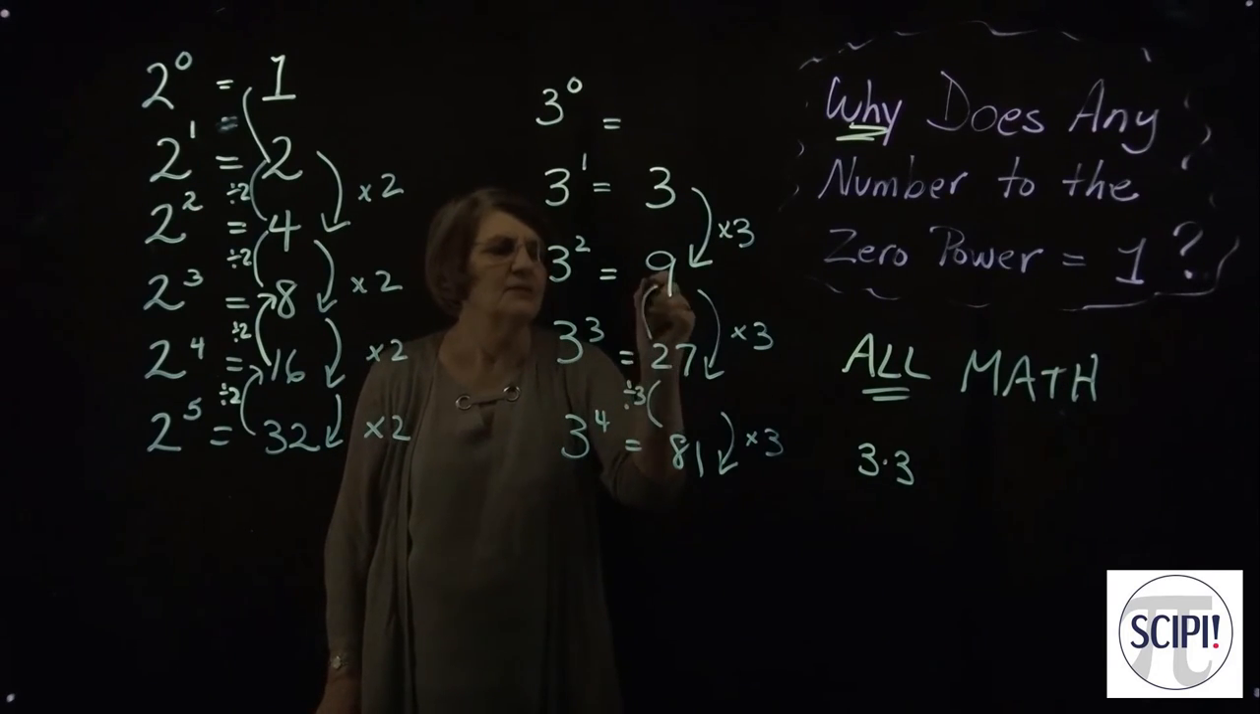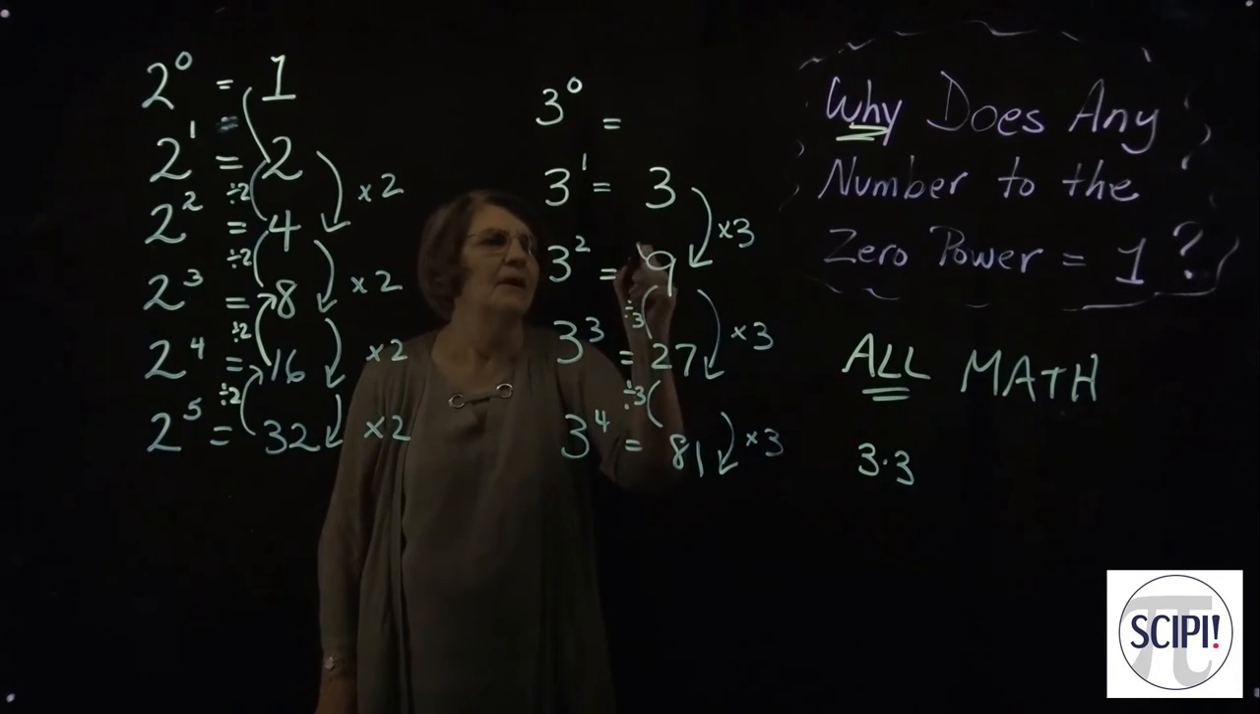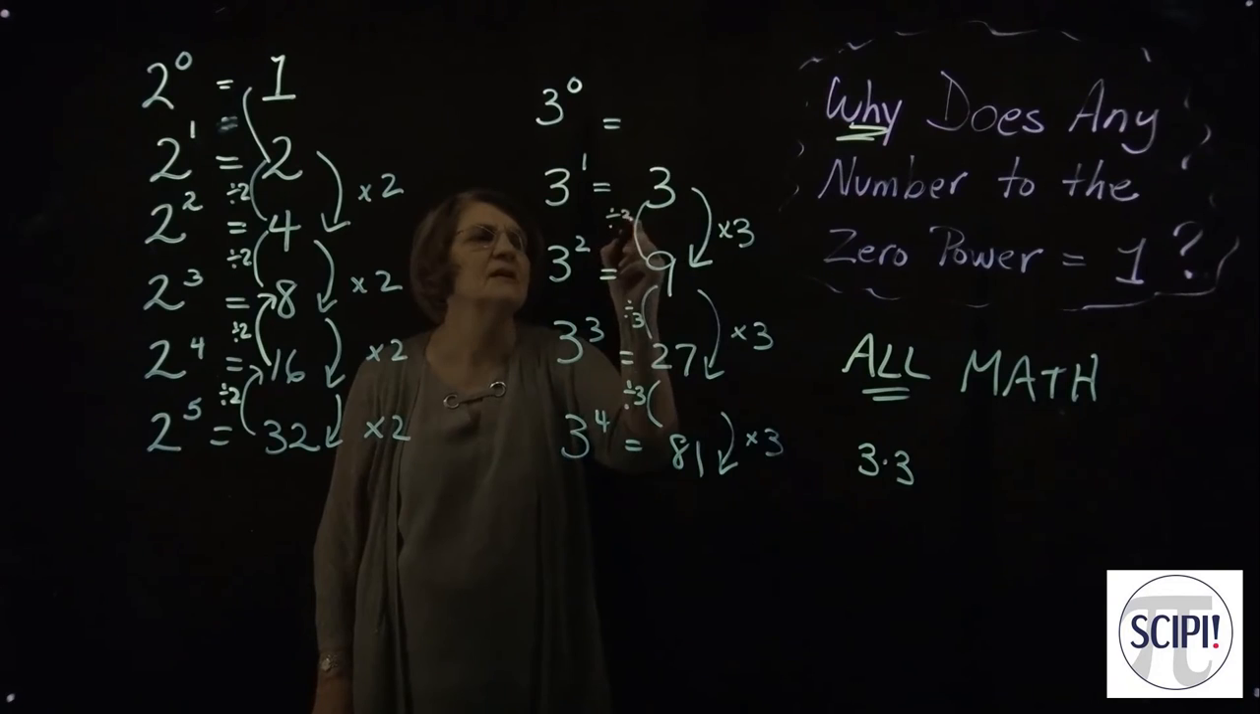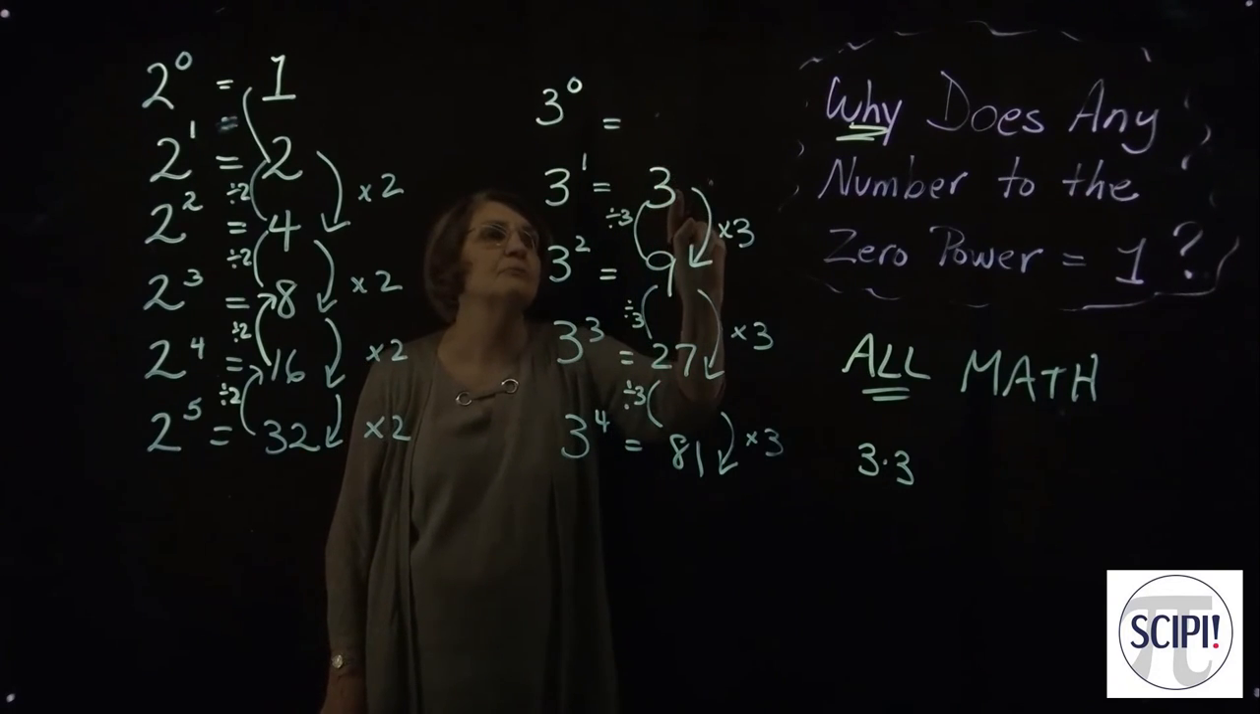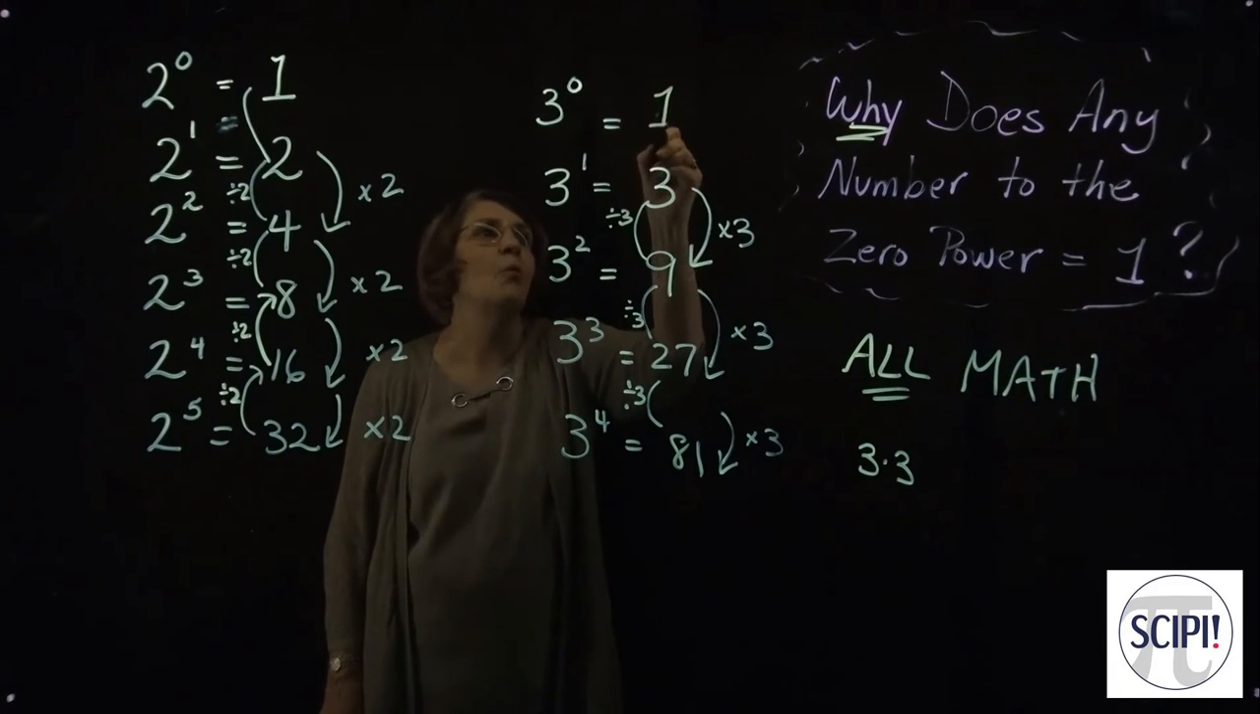How did I get from 27 to 9? Divide by 3. How about here? Same pattern. So how am I going to get from here to here? I'm going to divide 3 by 3 and get 1.